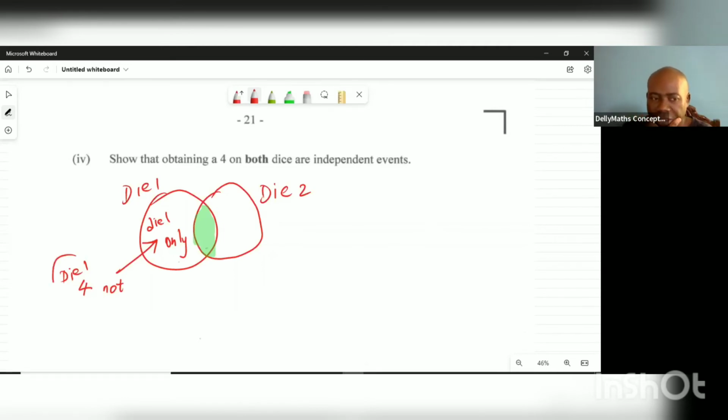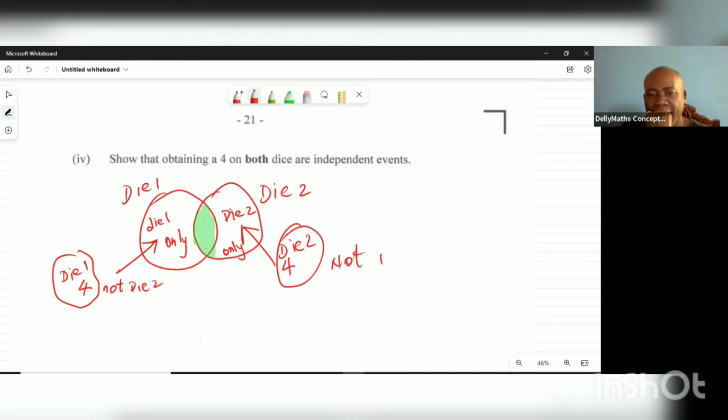So it's not merging with the other one. I'm saying I could get a 4 in die 1 and not die 2. As well as I could do the same thing here. I could get a 4 in that region. This is die 2 only. So I could get die 2 only. So I get a 4, and die 2.